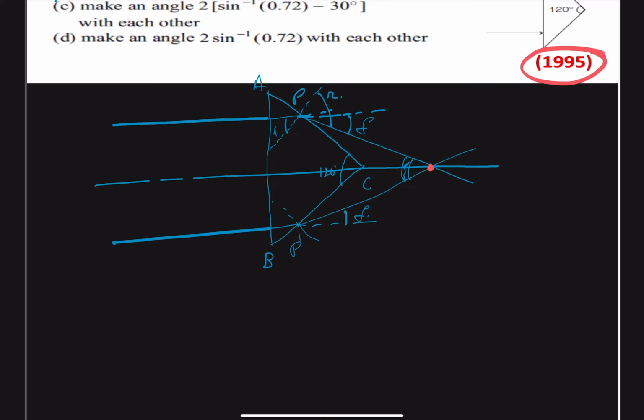So we have 120, so this angle we have 60, and this will also be 60. So this angle is 60, and similarly there will be 60 on the other side also, with respect to the lens, because everything is symmetric with each other.